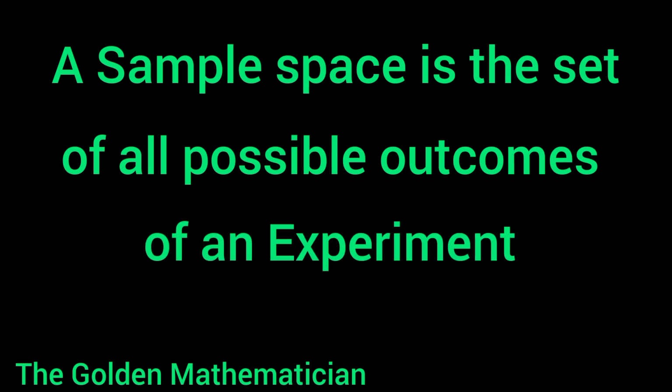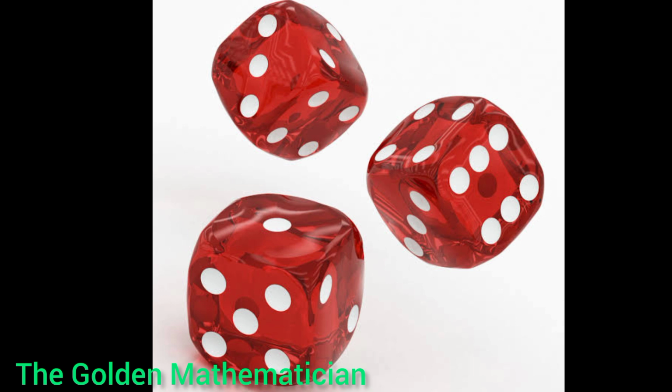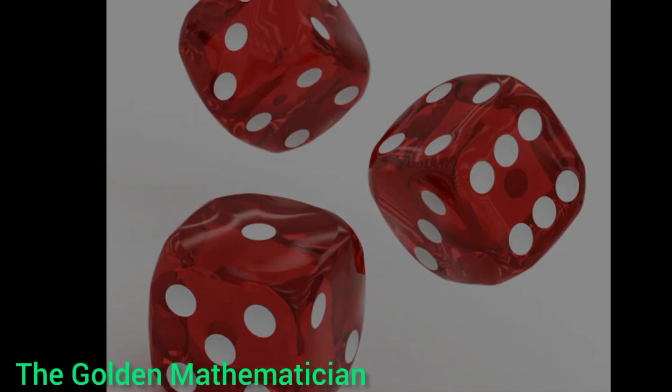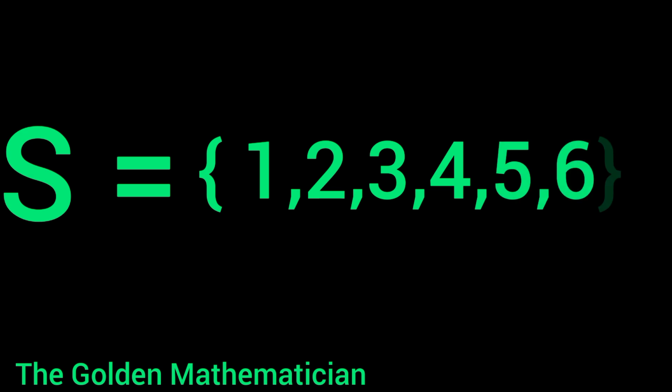So let's assume a die is tossed once. What is a sample space? Obviously, when a die is tossed, there are only 6 possible outcomes. It has to land on one of the 6 faces of the die. So what is the sample space? The sample space for this situation is either 1, 2, 3, 4, 5 or 6.